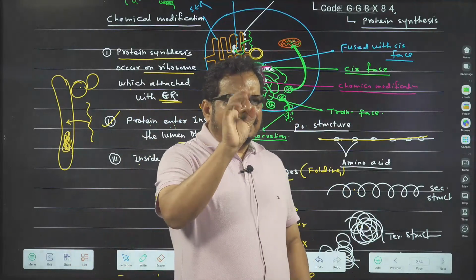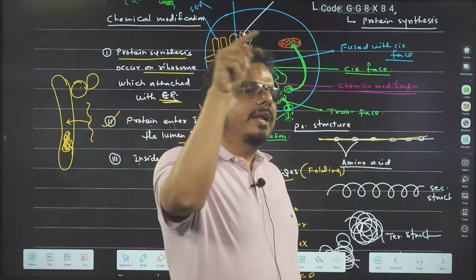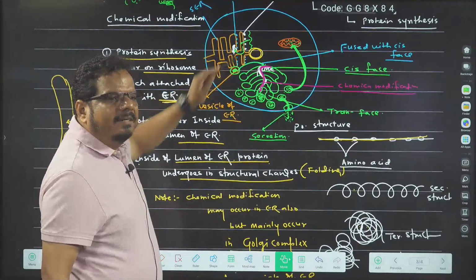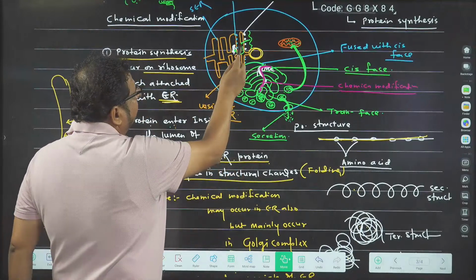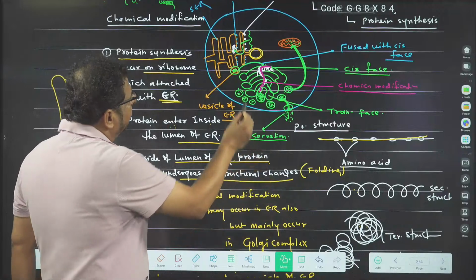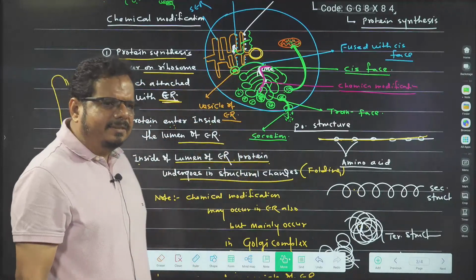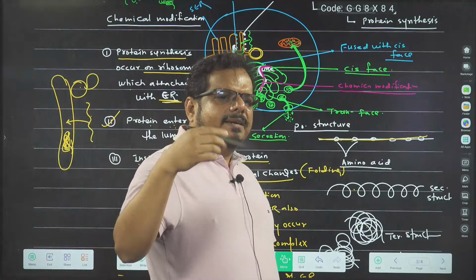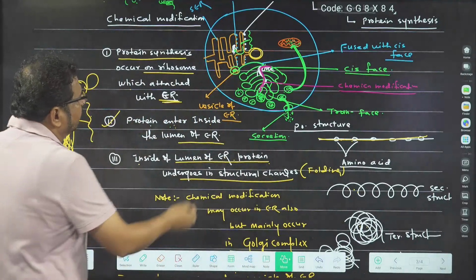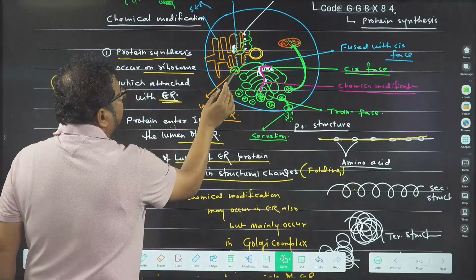Protein synthesis occurs on the ribosome. This is the synthesized protein. Then this protein enters the lumen of the ER. Inside the lumen of the ER, protein undergoes structural changes. Primary to secondary, secondary to tertiary structure is formed. Got the idea? After structural changes, these proteins are packed in a vesicle of the ER.